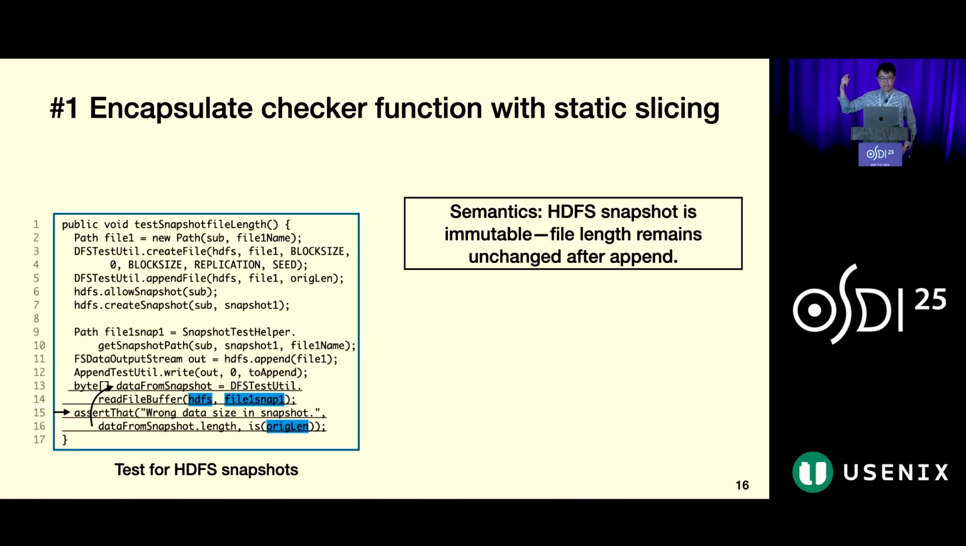And it keeps traversing backwards, analyzing each preceding statement. The algorithm will find out data from snapshot is generated by a function call, read file buffer. Thus, the algorithm would mark this statement to be included in the checker function as well, and add its parameters to the checking set instead of the original data from snapshot. This process will continue until the start of the test is reached, and eventually marks all the related statements to include, as well as a list of parameters for this checker function.